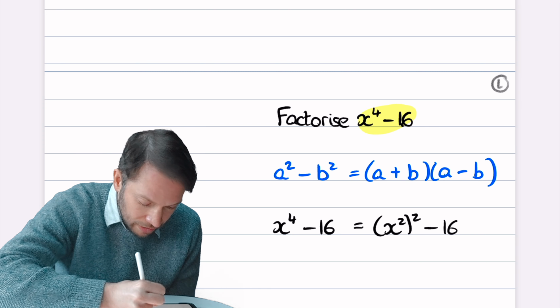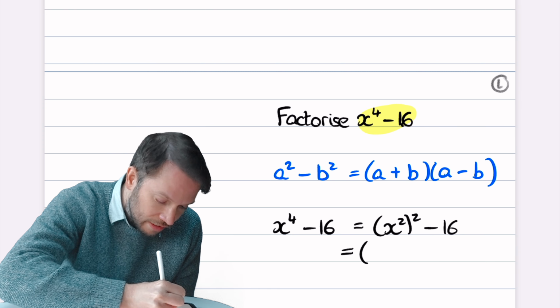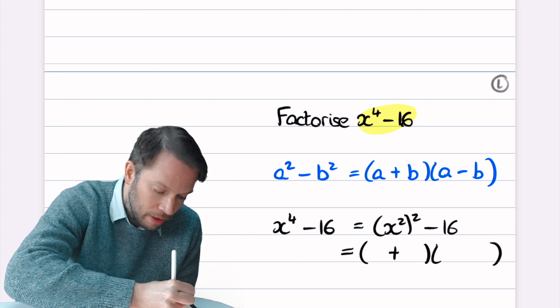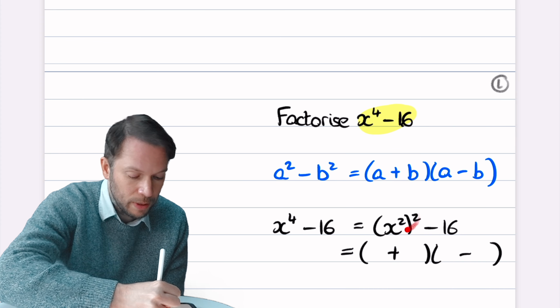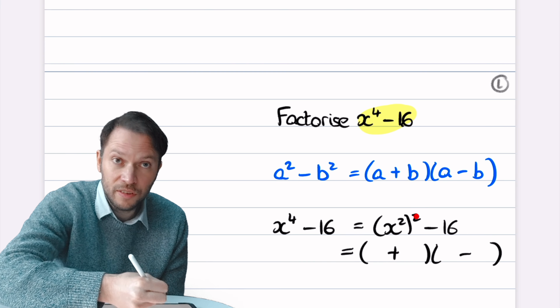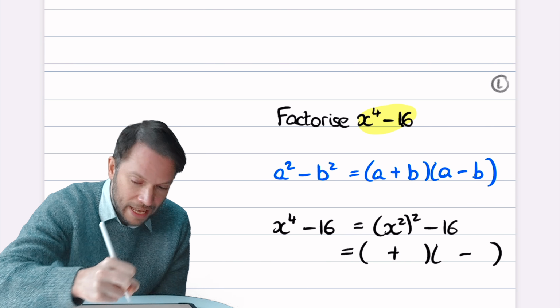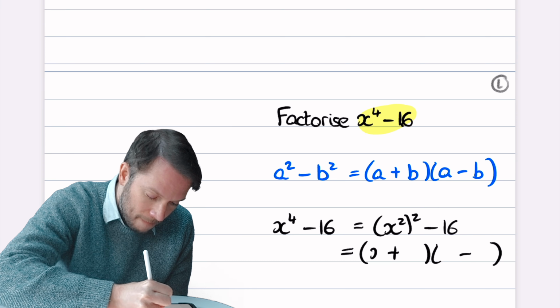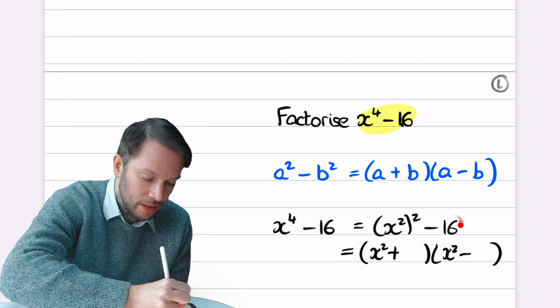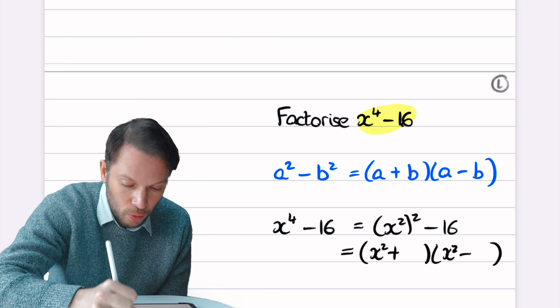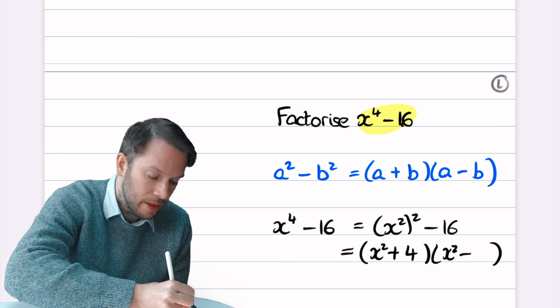So I can now factorise this with two brackets, plus in the middle of one of them, minus in the middle of the other. And then remember, I do the square root of the first thing. So the square root of x squared squared, the square root cancels out that outer square. So you just get x squared. And then you do the square root of the second thing, the 16 after the minus, which is just 4. So that's the second thing in each bracket.